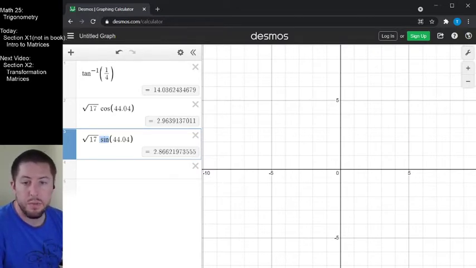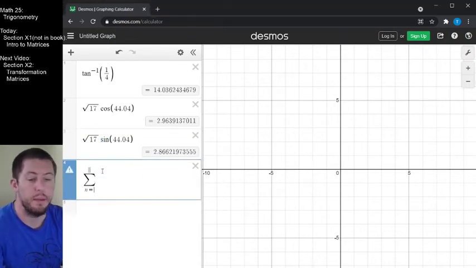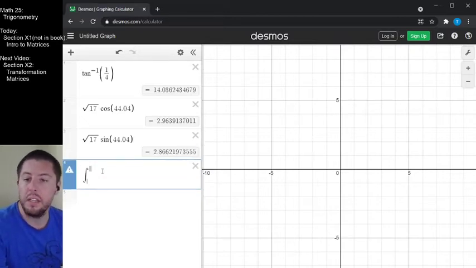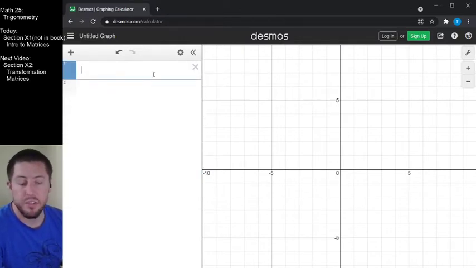Other things that make Desmos really useful is that it also handles things like summations. I use these in Calculus 2 a lot. It handles things like integrals, which we use in calculus all the time. So that's really good stuff. The other thing that's good that it handles is matrices.